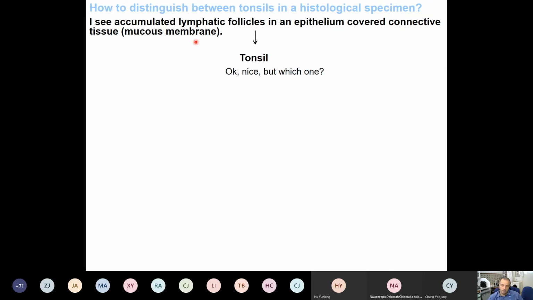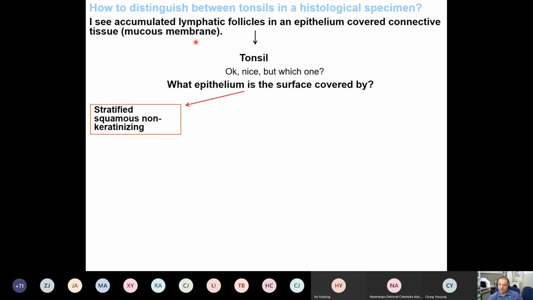How to decide that? You have to ask 2 questions in the right order. The first question is, what surface epithelium do I have on the top? If I have on the surface stratified squamous non-keratinizing epithelium, I know I'm in the oral cavity. And then you must know that 2 options I have, lingual or palatine.